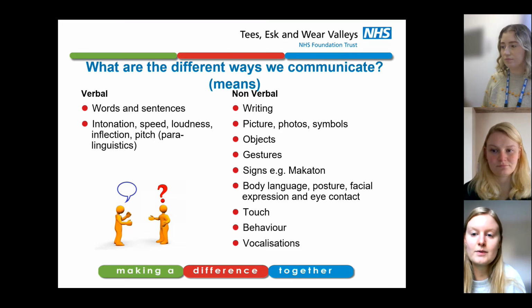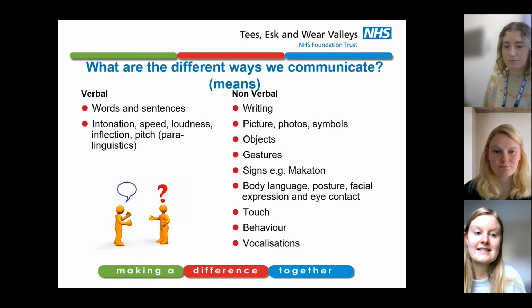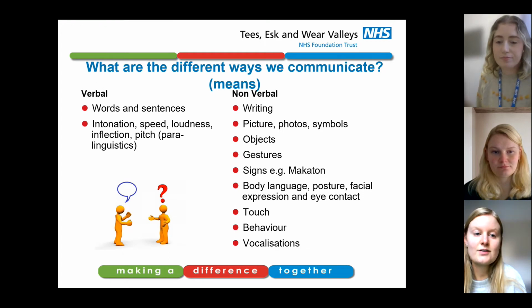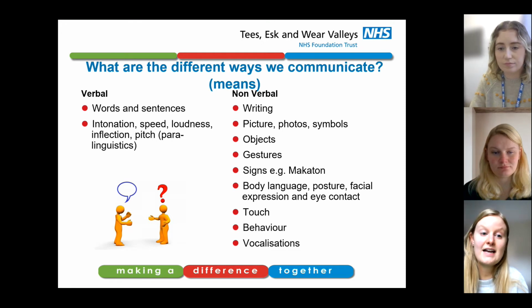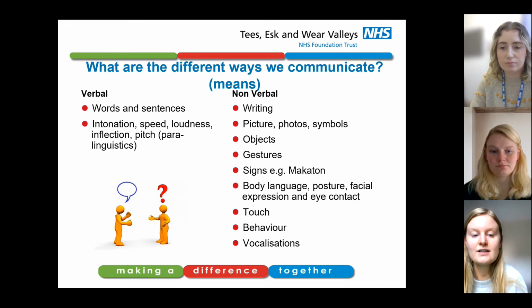So we have verbal means and non-verbal means. So you can see here under the verbal means, that's things like words and sentences, intonation. So that's kind of like the pitch of our voice, the speed, the loudness, inflections, and pitch there as well. We also have non-verbal means of communication. So that's kind of anything bar speech.